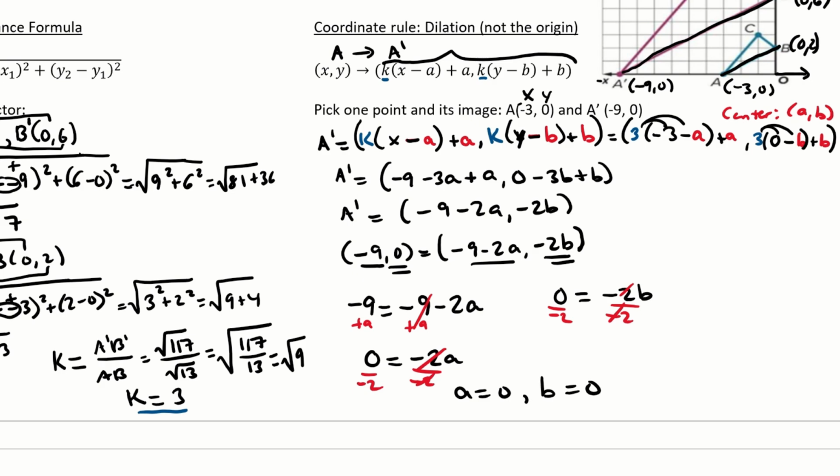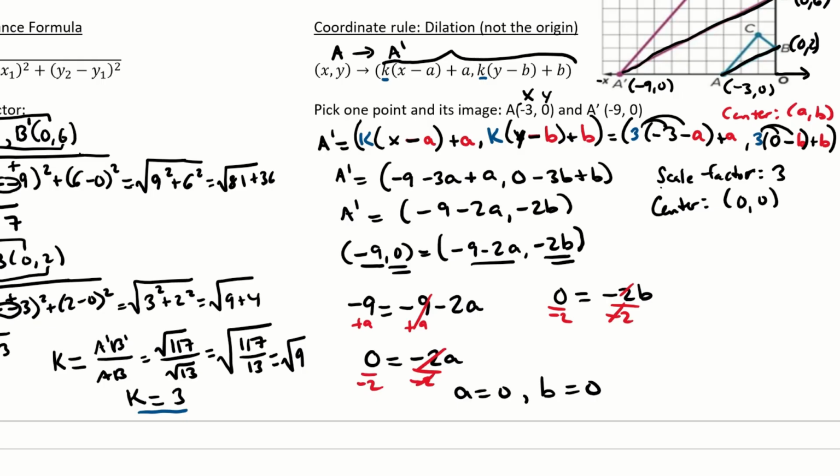That means my center has to be, so my scale factor is 3, as we found out here. Our center is 0, 0, the origin. All that just to figure out it's the origin, but there it is.